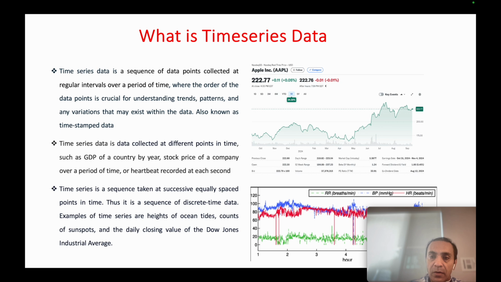And the chart on the bottom right side is showing time series data for multiple variables. So in one chart we can also put several variables. In this case we are using heart rate, blood pressure, and respiratory rate collected over a period of time. So any data that is collected over a fixed frequency time period is time series data.